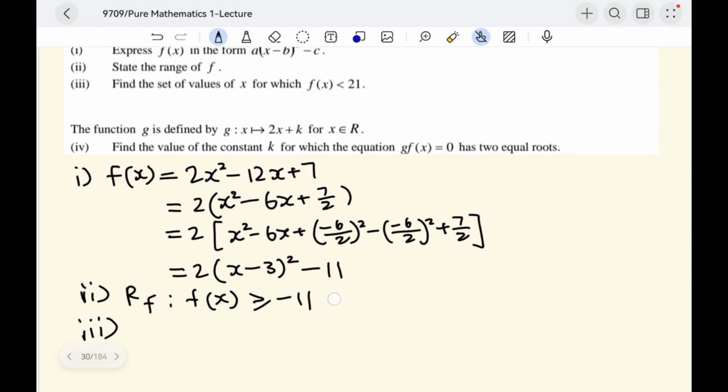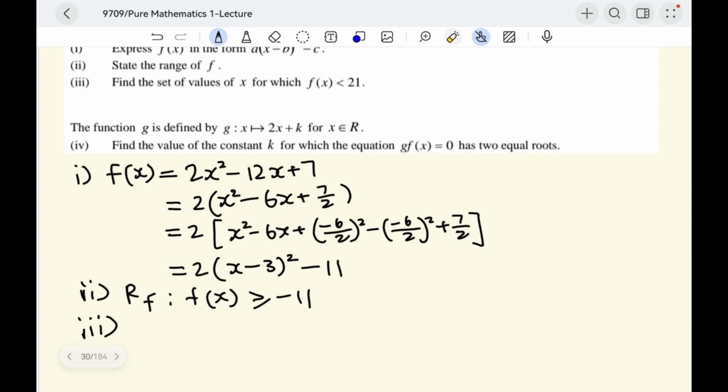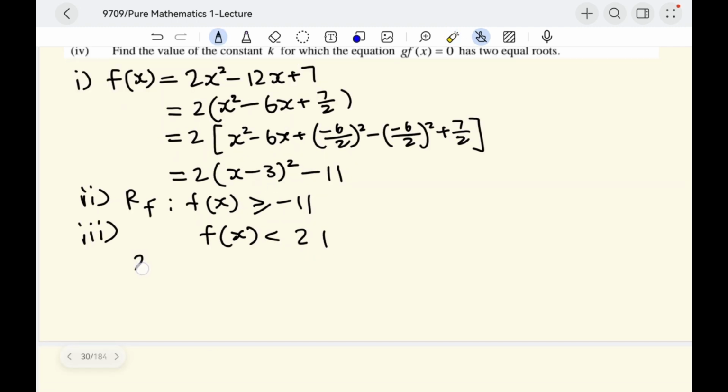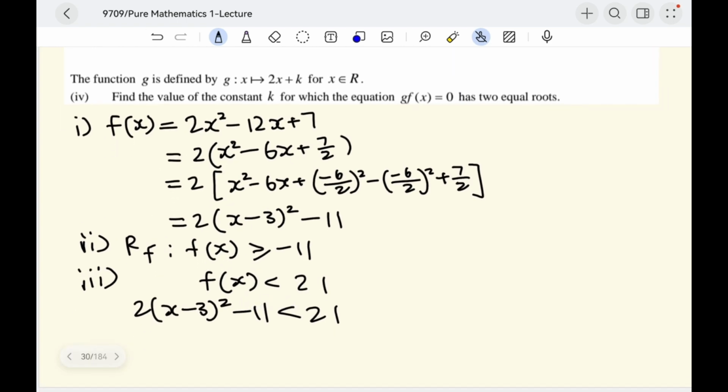Let's take a look at the third part. Find the set of values of x for which f(x) is less than 21. So you have to let f(x) be less than 21, and substitute your f(x) with the vertex form, for the convenience of solving for the set of values of x. Move to the other side, so I have (x minus 3) squared less than 16, right?